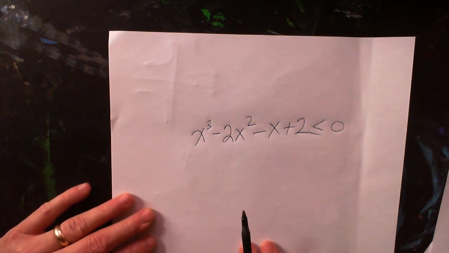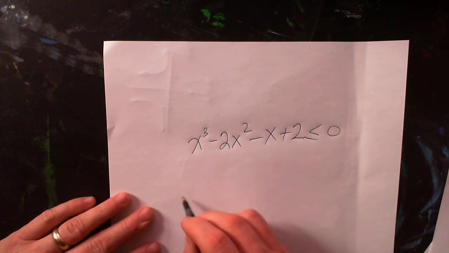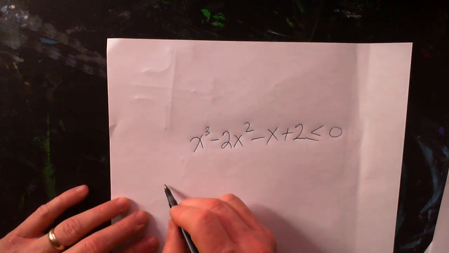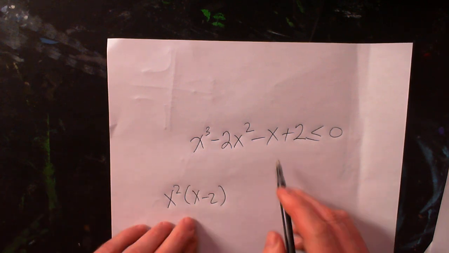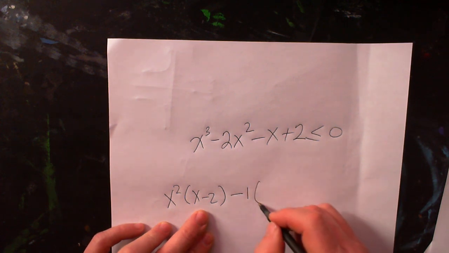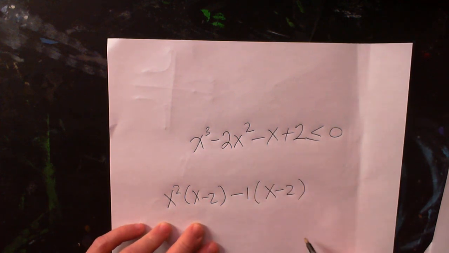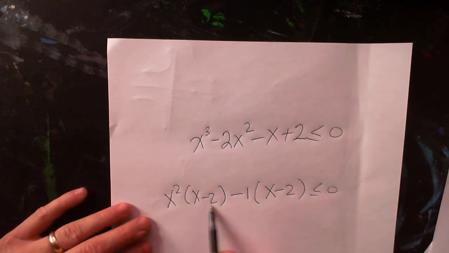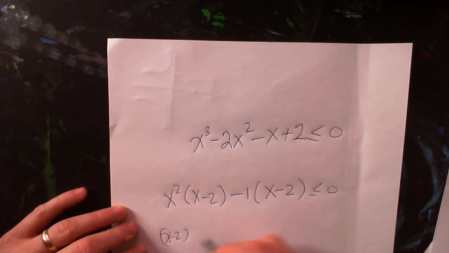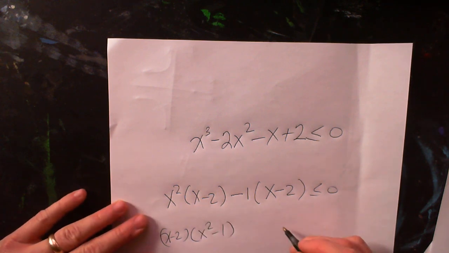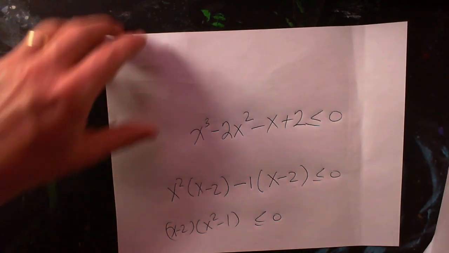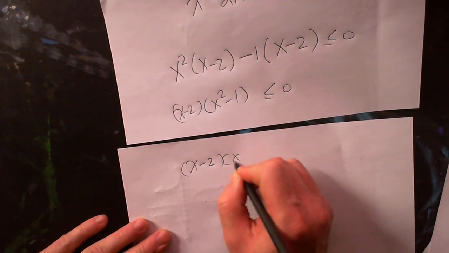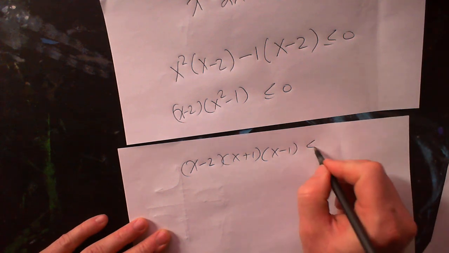Since this is a 4-termed polynomial, we are going to factor this using factoring by grouping. Out of the first two terms, I can take an x squared. That leaves me x minus 2. Out of the second two, I can take a negative 1. That also leaves me x minus 2. So I can take the x minus 2 out. That's going to be x squared minus 1. When fully factored, we've got x minus 2 times x plus 1 times x minus 1.